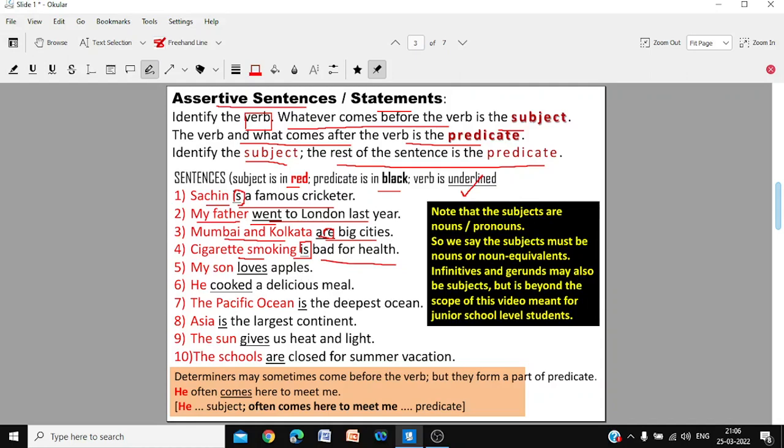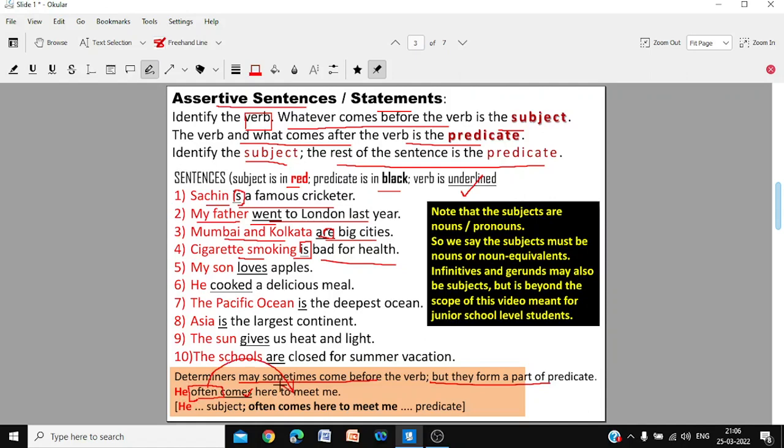Now note that the subjects are nouns or pronouns, such as my father, Mumbai, Kolkata, cigarette smoking, my son, he. Determiners may sometimes come before the verb, but they form a part of the predicate. He often comes here to meet me. Comes is the verb here. So this word often, which is before the verb, forms a part of the predicate.